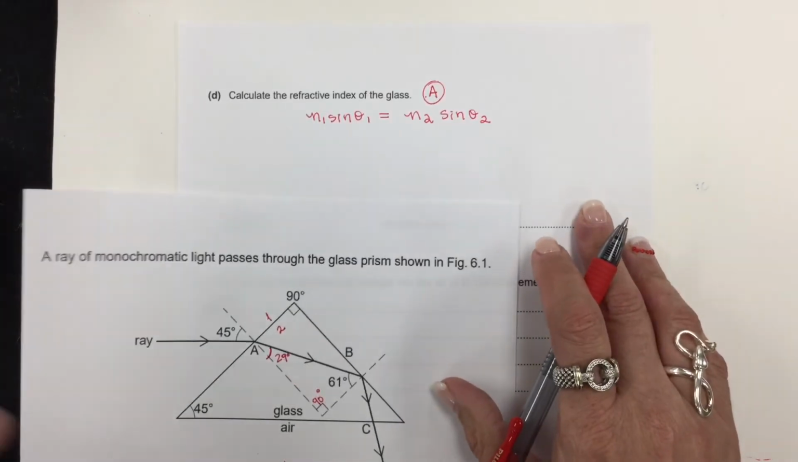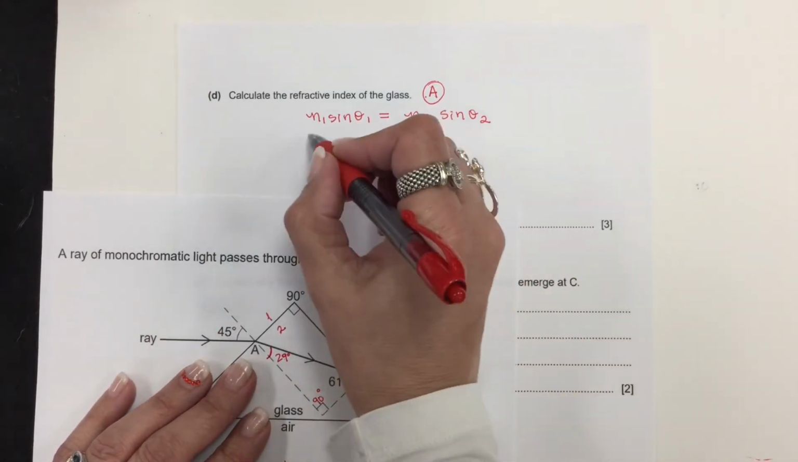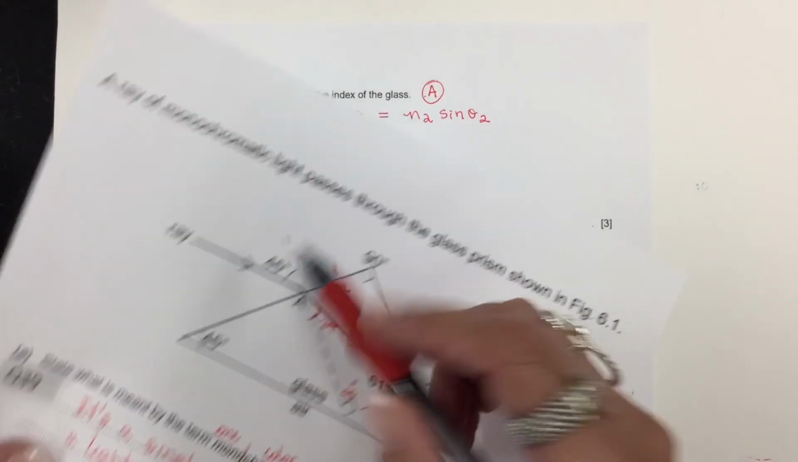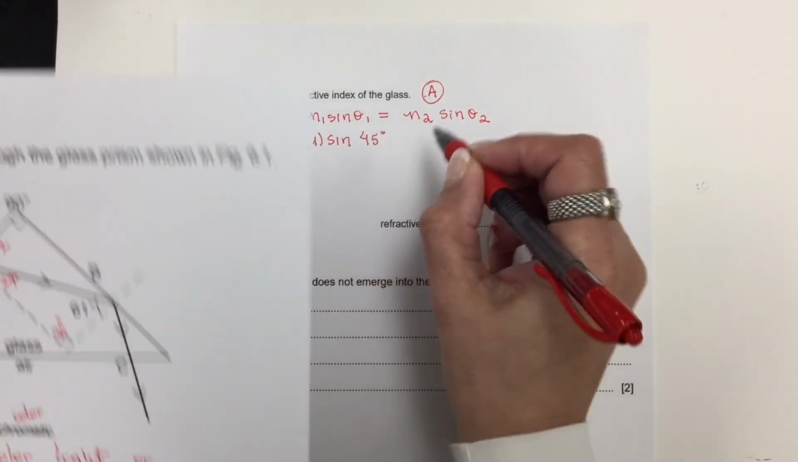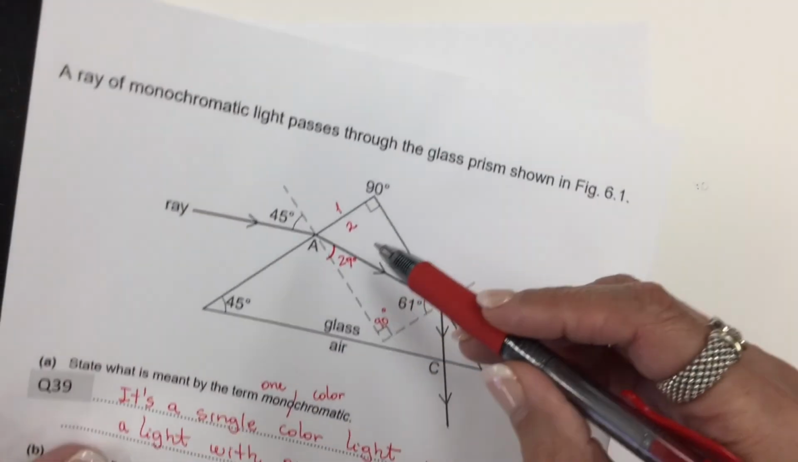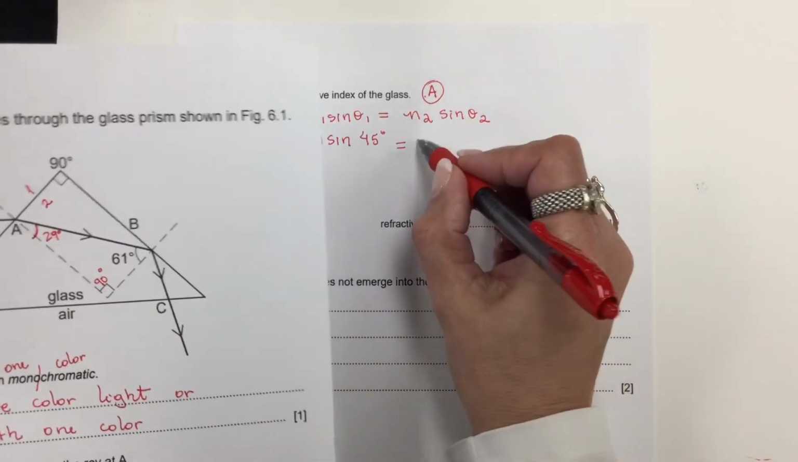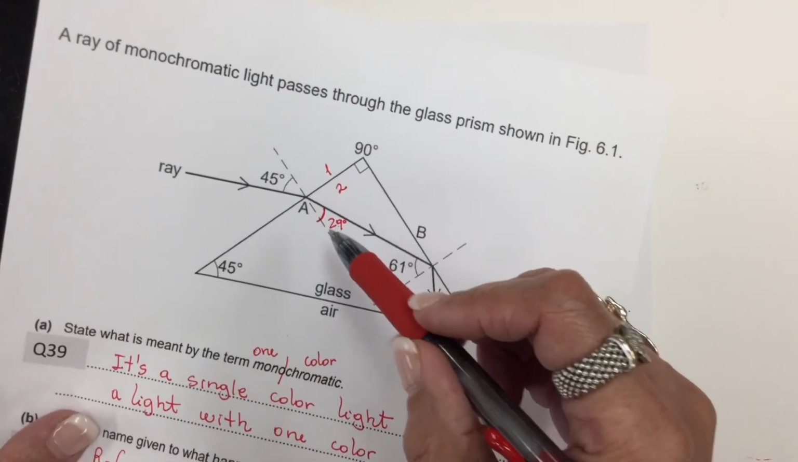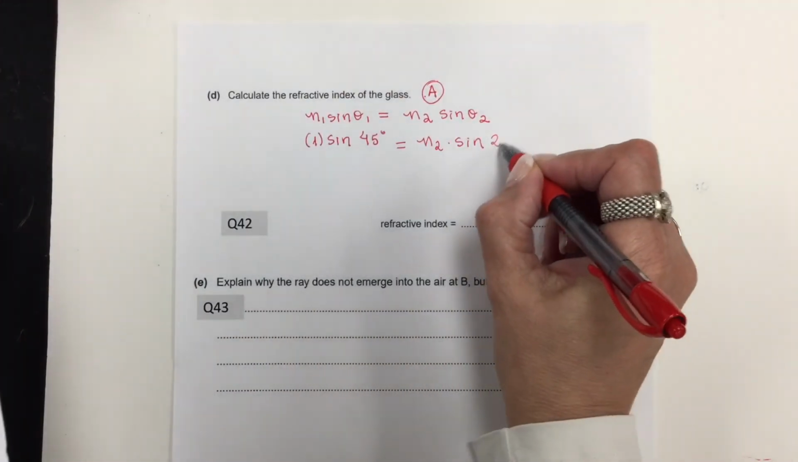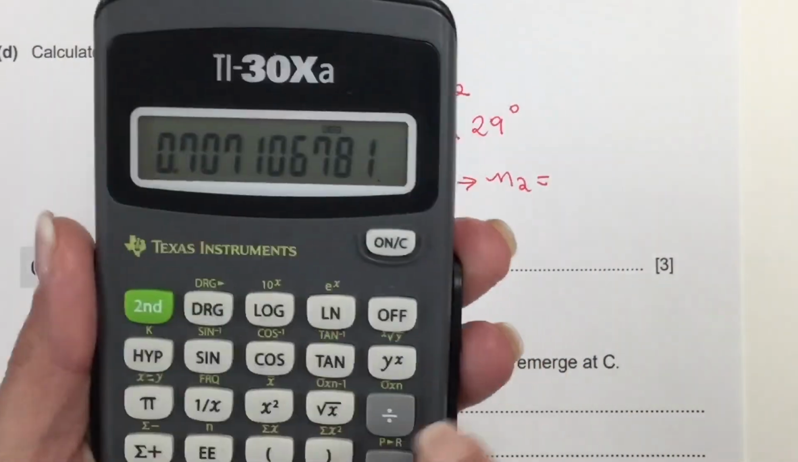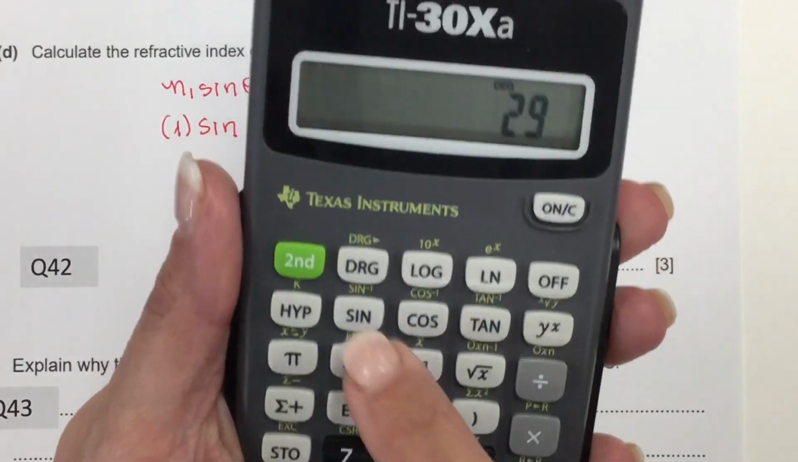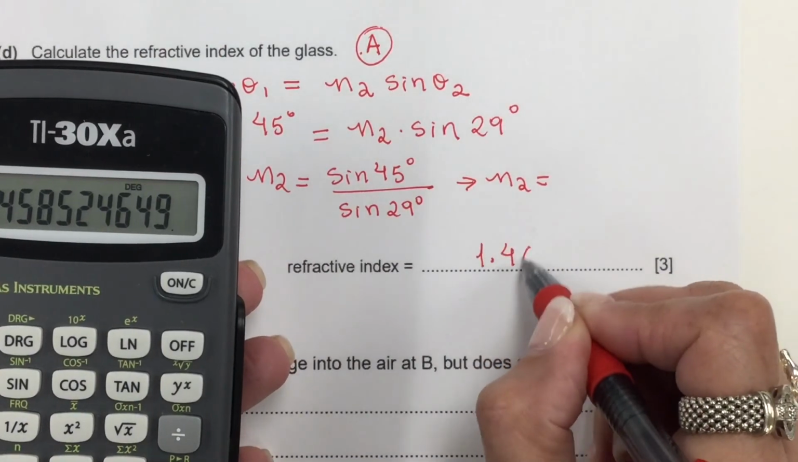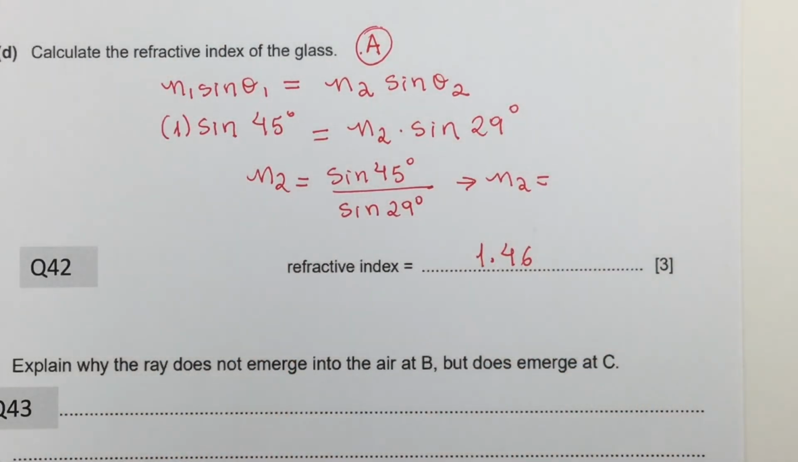So then your 1 here is the air. So it's 1 sine of the angle of incidence, which is 45. And 2 is what we want to calculate, right? So N2 and sine of the refracted angle at point A, which is 29 degrees. So 45 sine divided by 29 sine equals 1.46. That's the index of refraction of this particular glass.